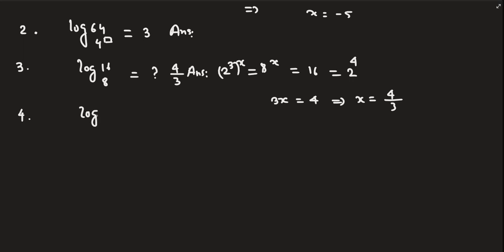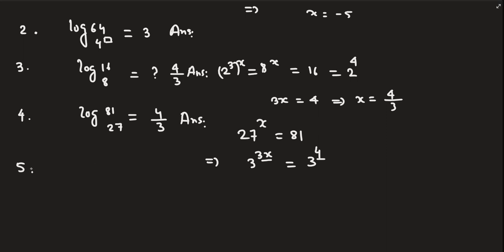log 81 and here 27. So what we know is that 27 to the power x should be 81. So now 27 in terms of 3 power 3x, which is equal to 3 power 4. So 3x must be equal to 4. So therefore x equals 4 by 3. That is the answer.